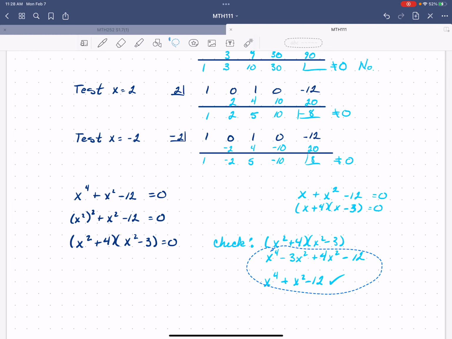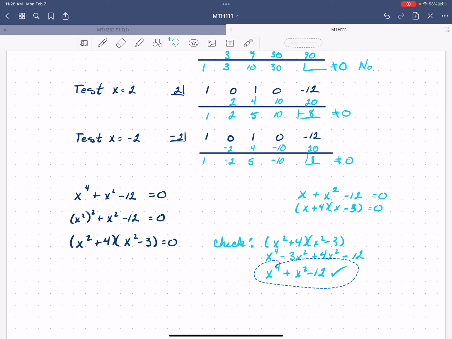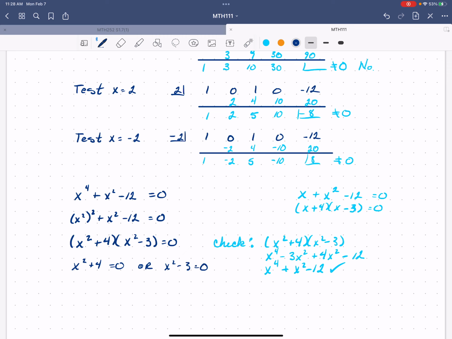Okay, so back over here to finding my zeros, my real zeros. We're not finding imaginary zeros. We'll do that in another section. So what this means is x squared plus 4 equals 0, or x squared minus 3 equals 0, which means, okay, x squared is always positive, and 4 is always positive, or at least x squared is always positive as long as we're only working in the real numbers. So there are no real zeros associated with this first factor.